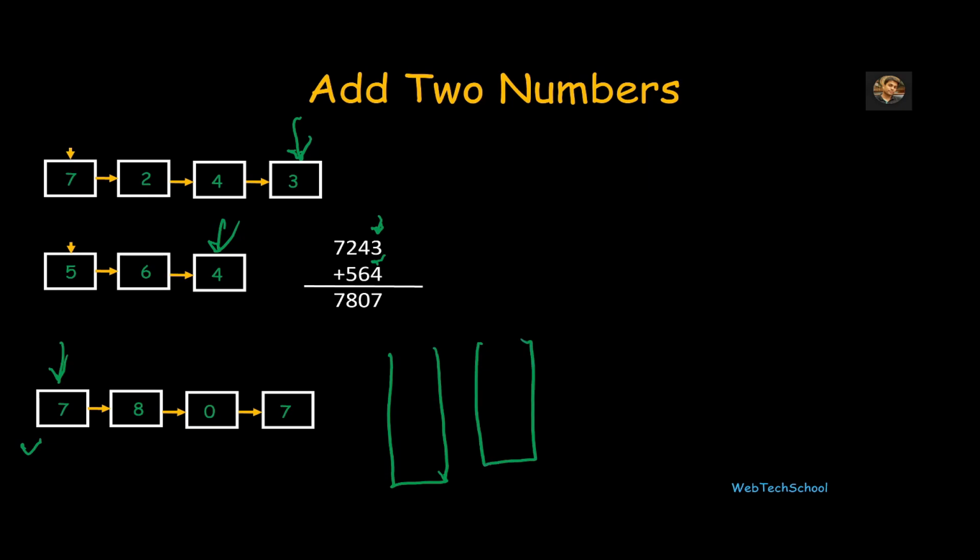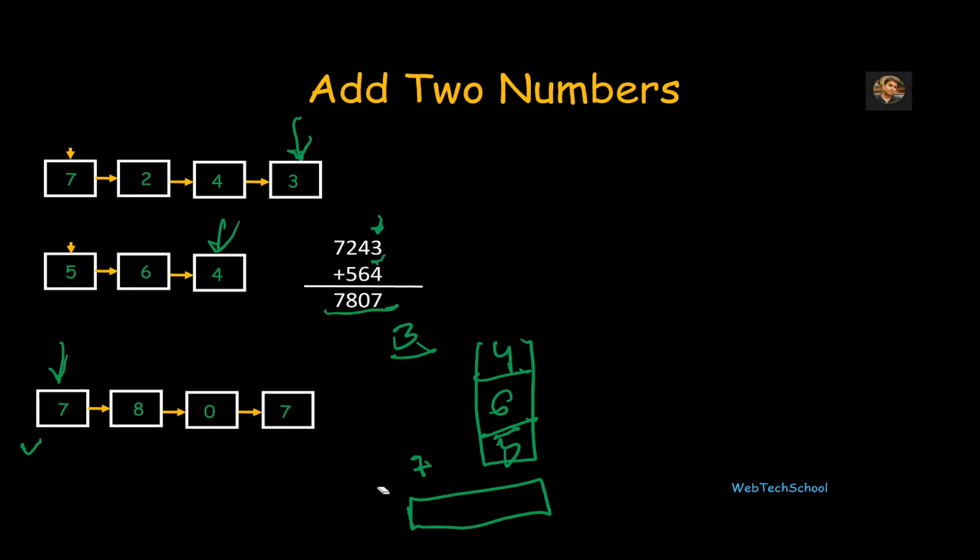So for the first stack, we'll push all the nodes starting from the head 7, 2, 4 and then 3. And then for the second list also we'll push all the nodes 5, 6 and 4. And then we'll start popping out the stacks and find the sum of the final element and push this to a result list. This approach will work. But the problem with this approach is we are using an extra space. So what will be the optimal approach for solving this?